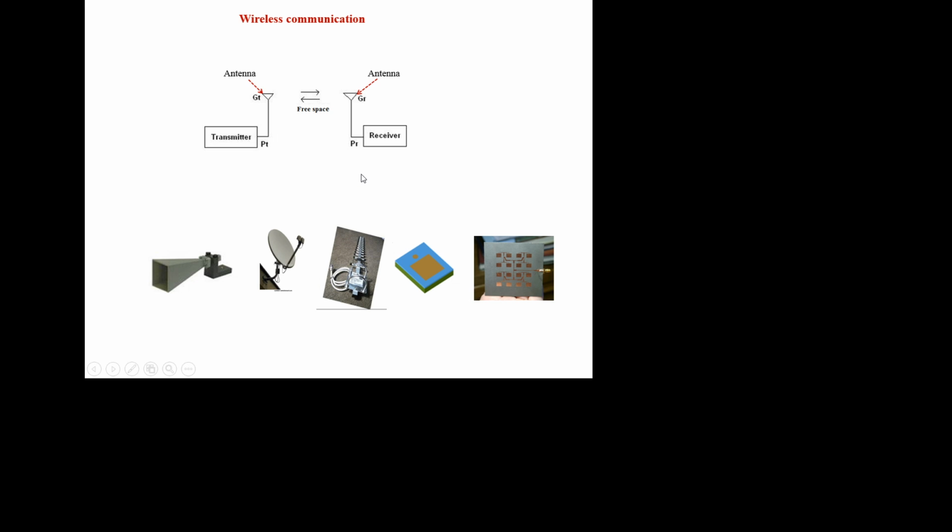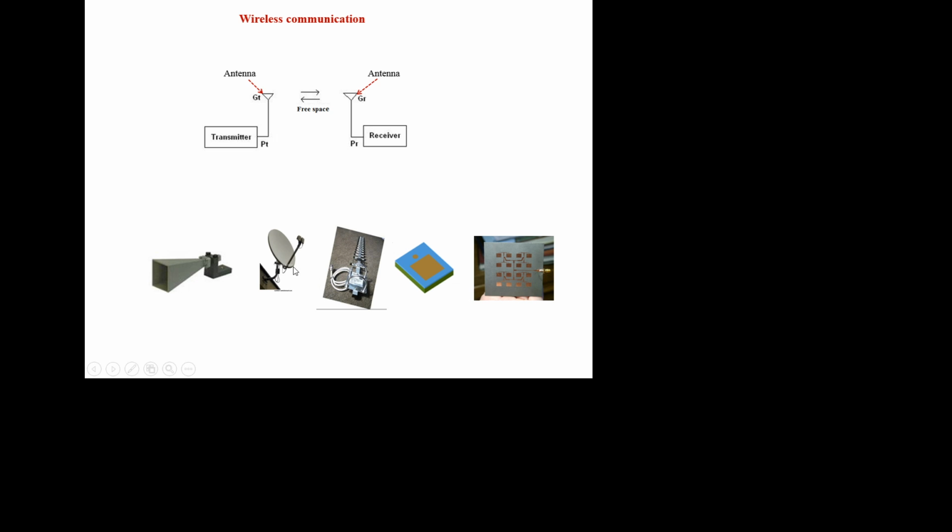Based on the application, there are different types of antennas. Like this, it may be an array antenna. This is like a parabolic antenna. This is like a log periodic antenna, microstrip antenna, and this is an array of microstrip antennas. Like this patch, this is a microstrip antenna. This microstrip antenna is configured in the form of an array to get more gain.